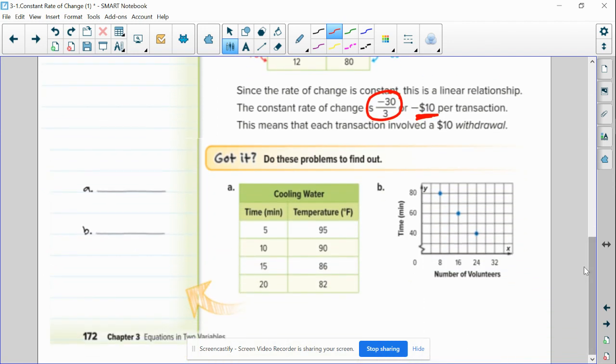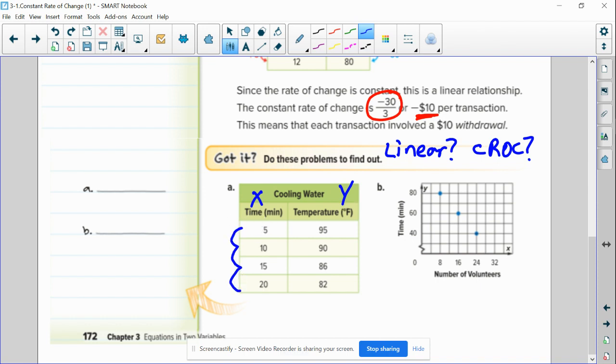All right, so with our got it's, we are looking for two things. Is it linear? And if so, what's the CROC, the constant rate of change? So I look at my x's, which is always on the left, and y is always on the right. And we are looking to see, do we always change the same way? Well, the x is always going up by 5s.